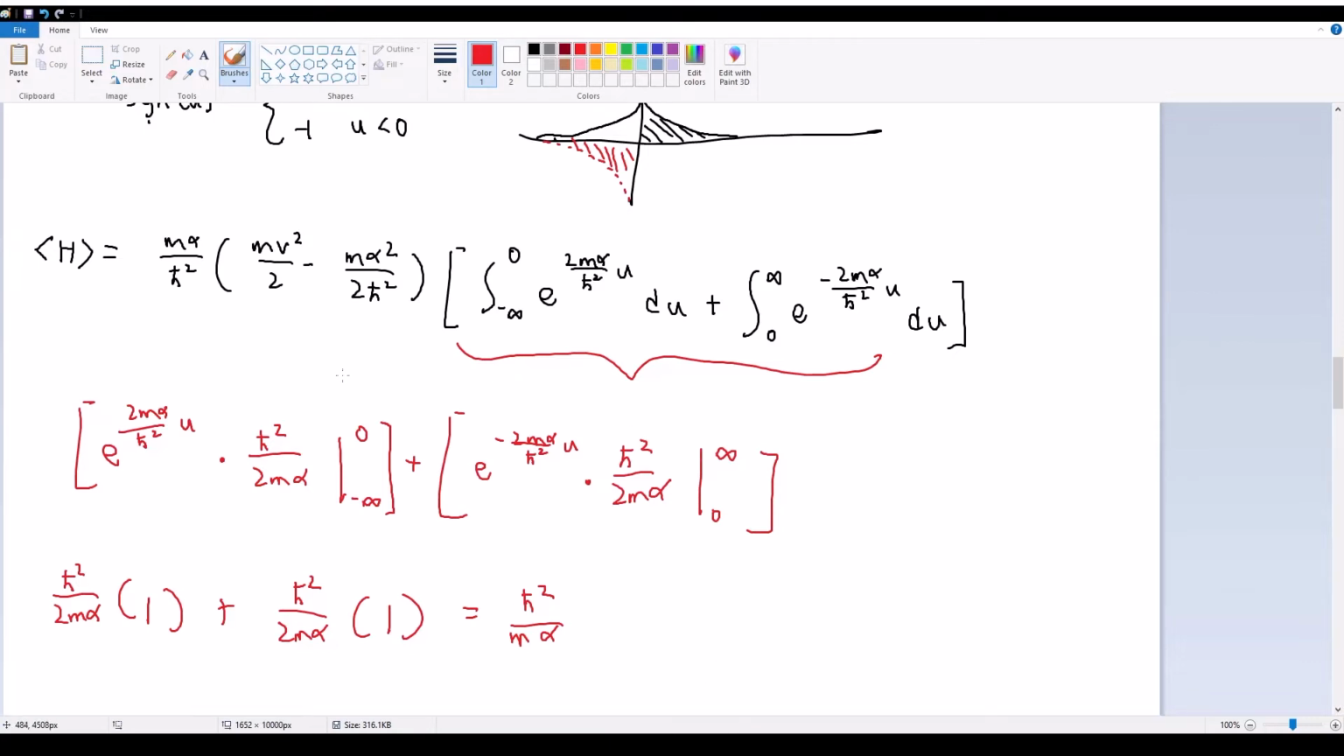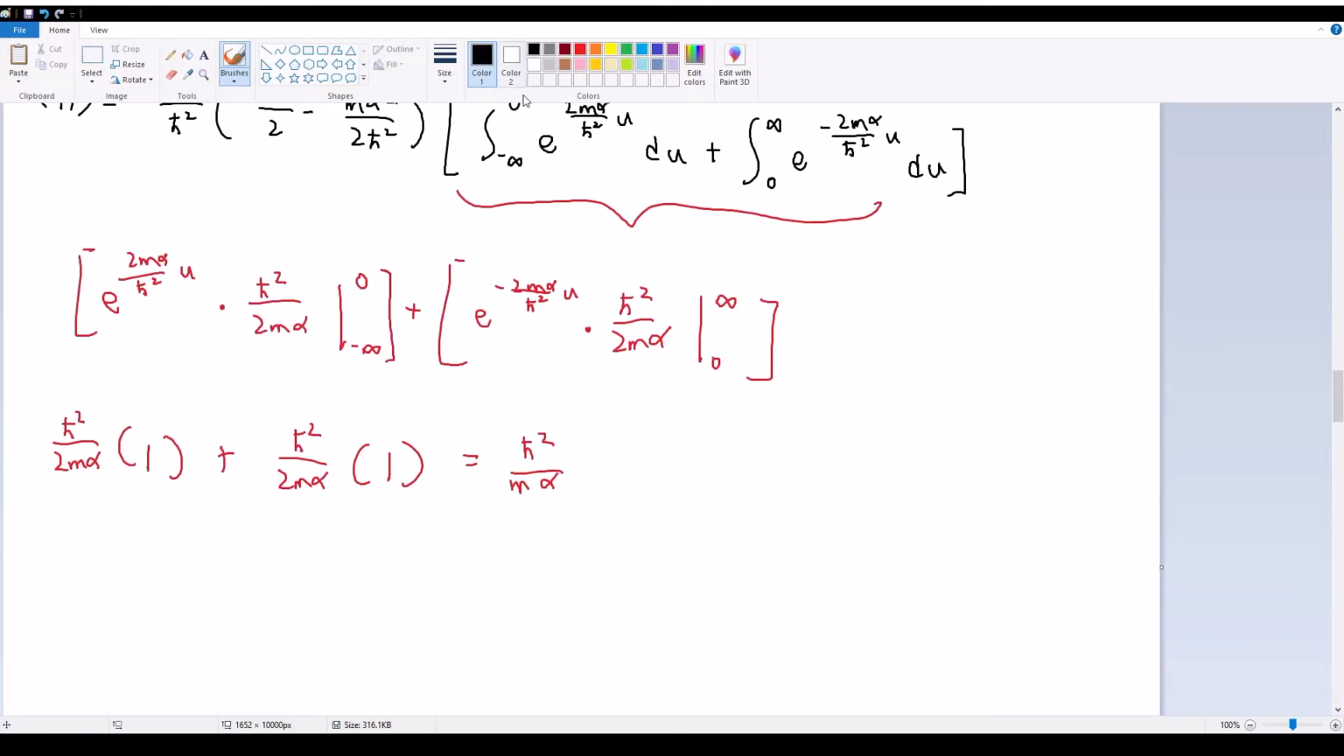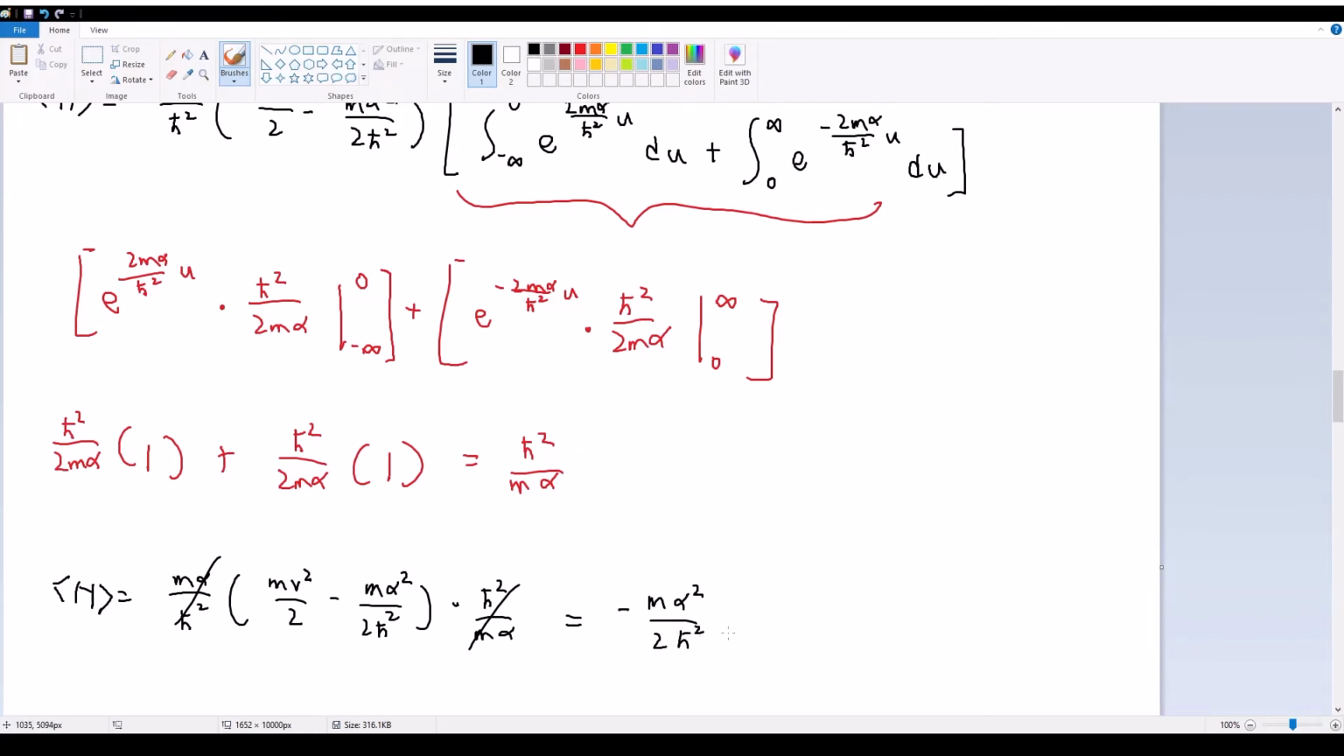So then, if we plug this back into the expectation value, this is going to equal m alpha over h bar squared times mv squared over 2 minus m alpha squared over 2 h bar squared multiplied by h bar squared over m alpha. Just make sure that's correct. Yeah. In which case, these two terms cancel out to 1. What we're left with is negative m alpha squared over 2 h bar squared plus 1/2 mv squared.